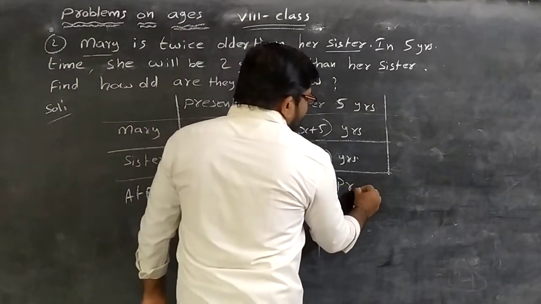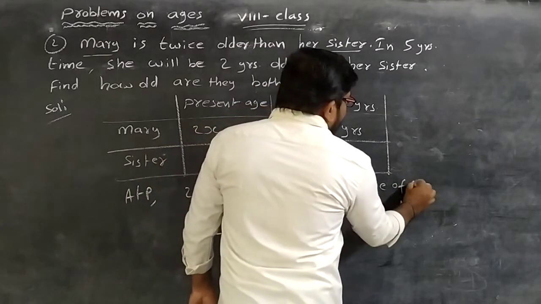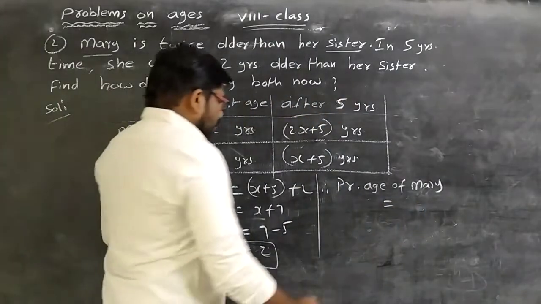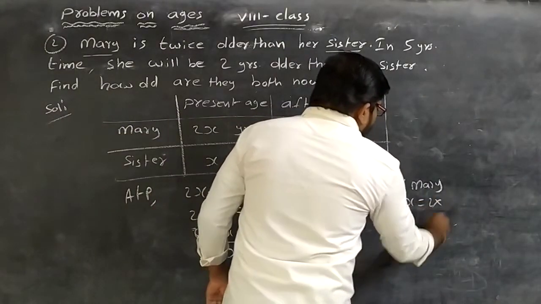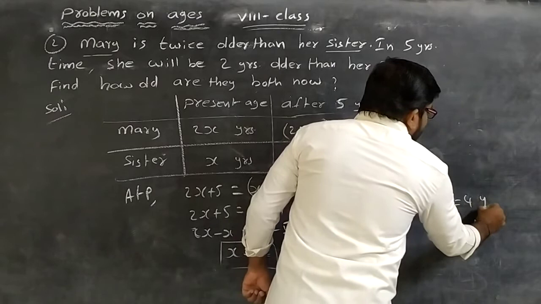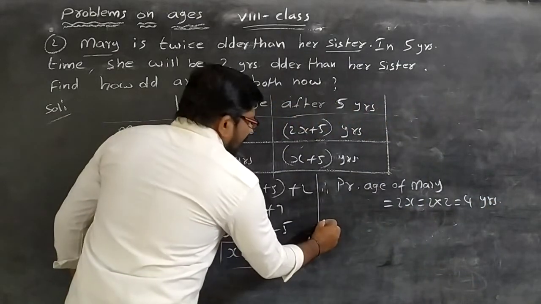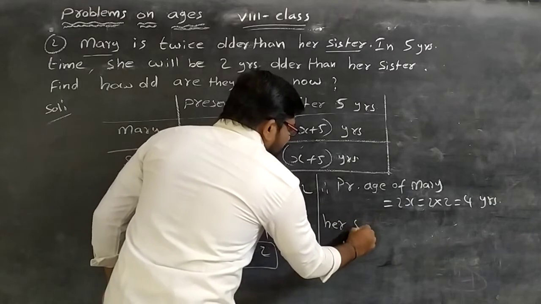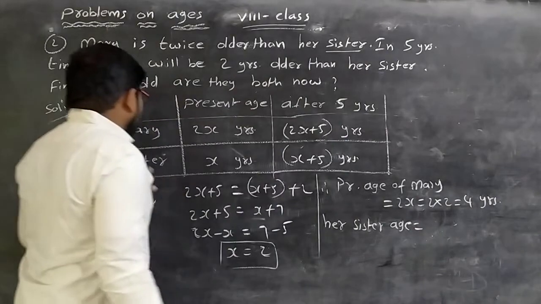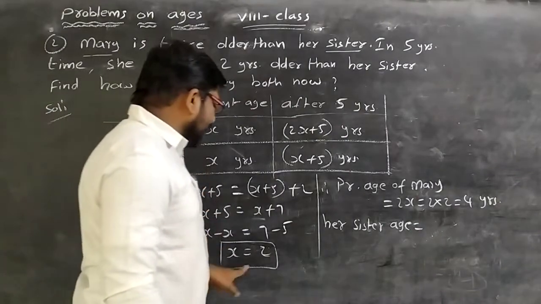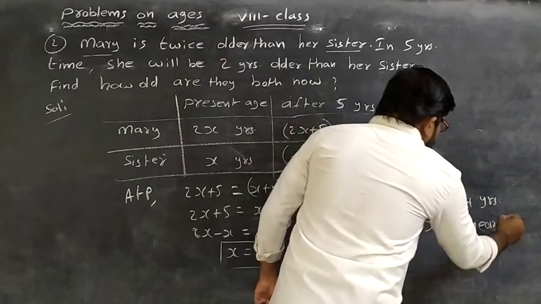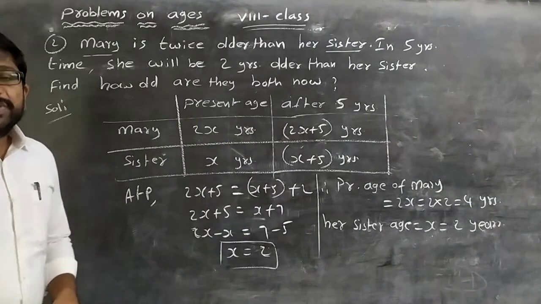So therefore, the present age of Mary is 2x, that is equal to 2 into, what is x here? 2. That is 4 years. Right? Next, the present age of her sister is x years, that is equal to 2 years. Right? So this is the problem.